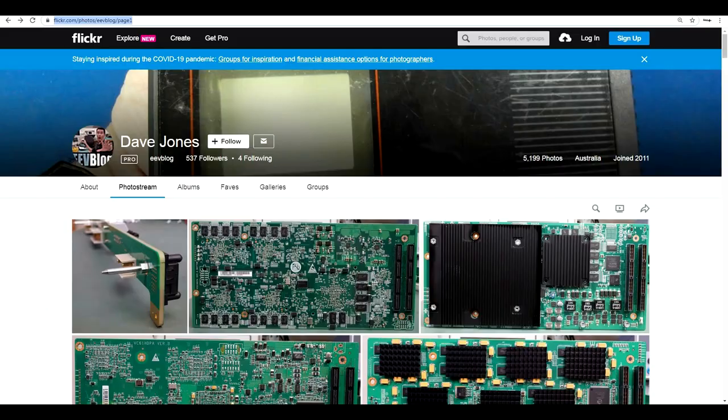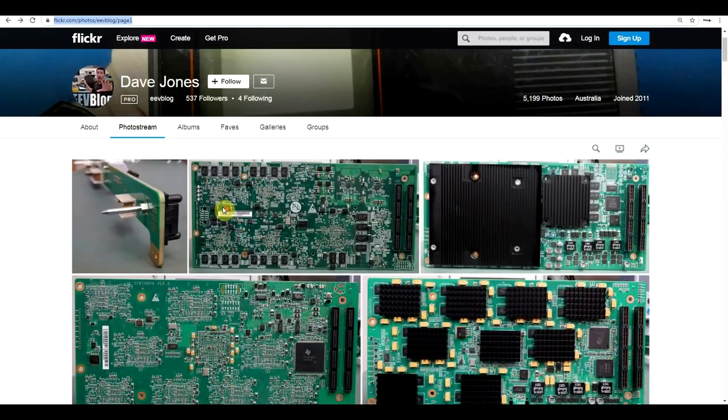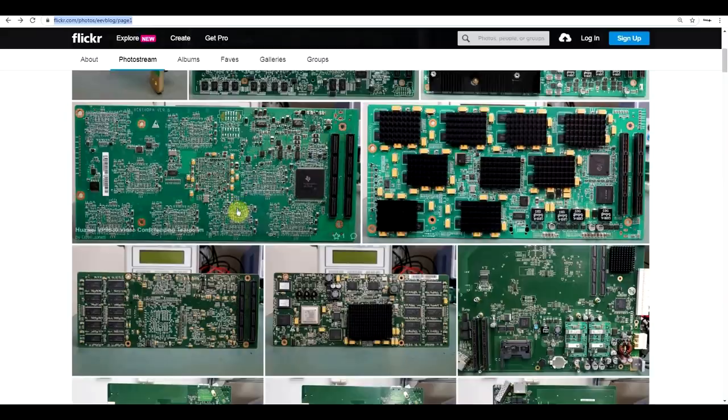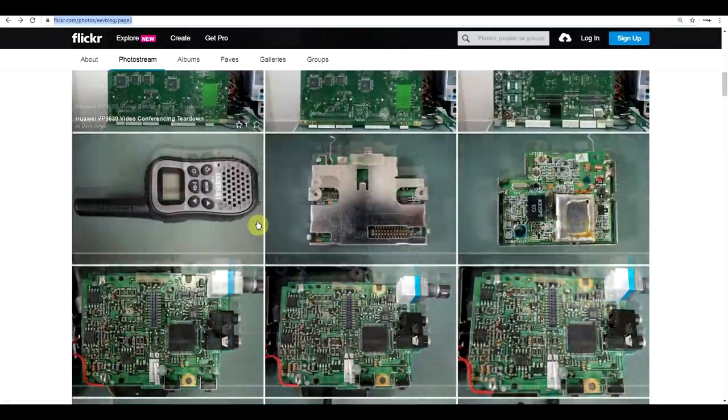Now, these pictures are very nice. I didn't make them myself, unfortunately. I got them from Dave Jones's Flickr page, so I'll be leaving links to all of these pictures in the description. You may know Dave Jones as EEVblog, and he has a very nice Flickr page with a ton of pictures from electronics teardowns, so I highly recommend these.